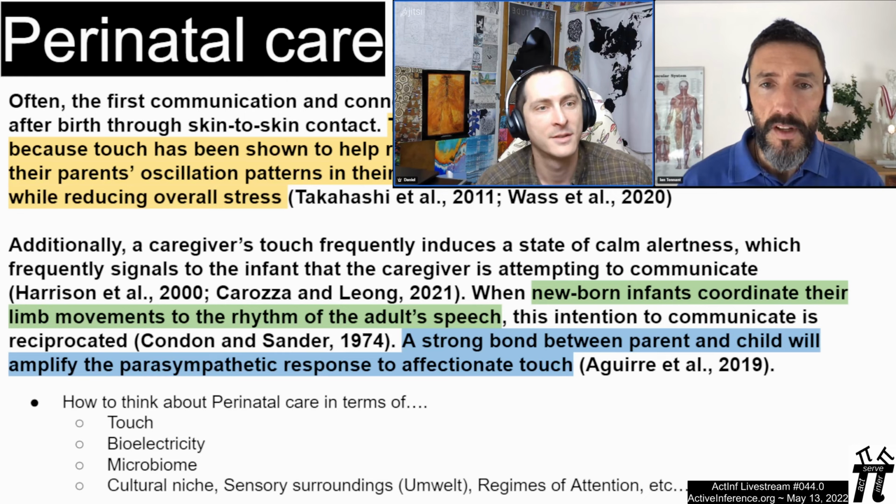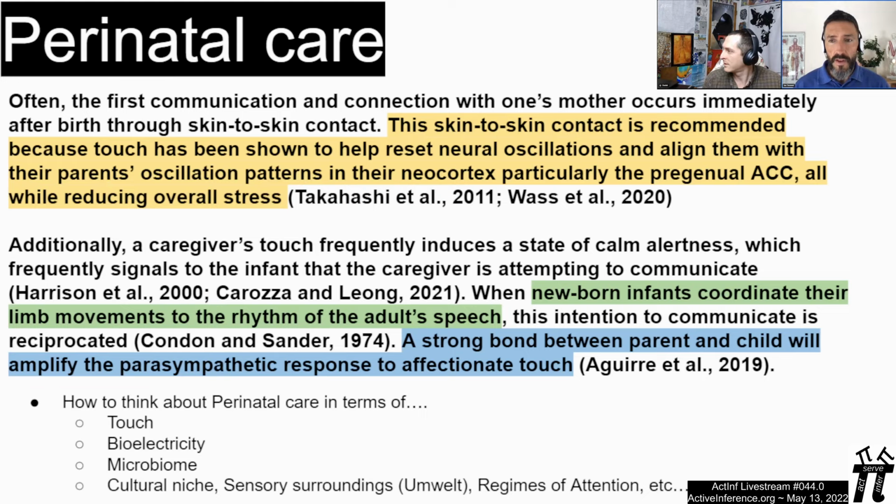Okay, so some other quotes from the paper. Often the first communication and connection with one's mother occurs immediately after birth through skin-to-skin contact. This skin-to-skin contact is recommended because touch has been shown to help reset neural oscillators and align them with their parents' oscillation patterns in the neocortex, particularly in pregenual ACC, which I guess is the anterior cingulate cortex, all while reducing overall stress.